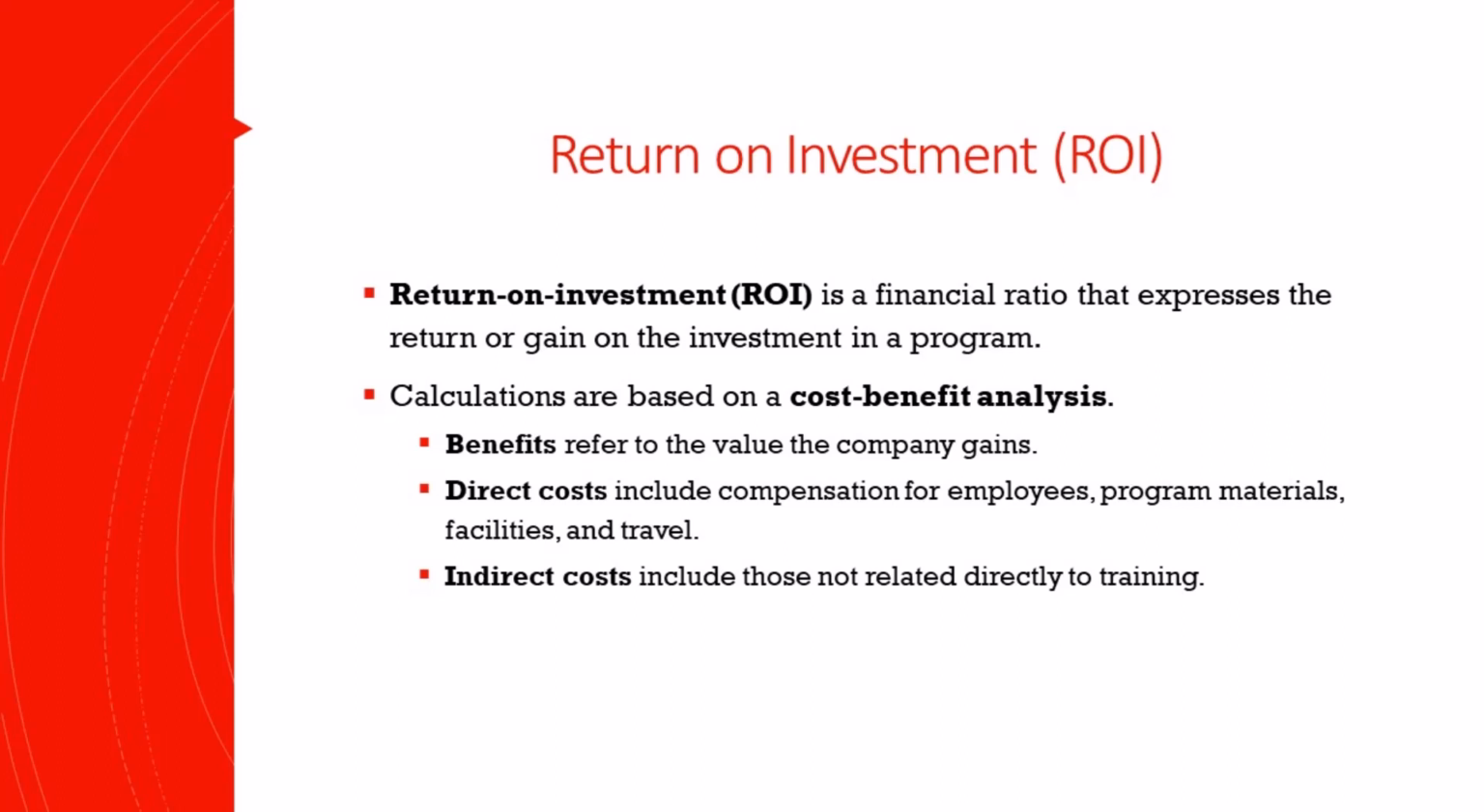ROI calculations are based on the monetary values of training costs and benefits, both of which can be identified through a cost-benefit analysis. Benefits include the results we just learned about. Direct costs include things like the cost of paying trainers to teach and trainees to learn, of creating and printing training materials, and of training facilities and travel. Indirect costs include things like the salaries of support staff and the cost of a learning management system.